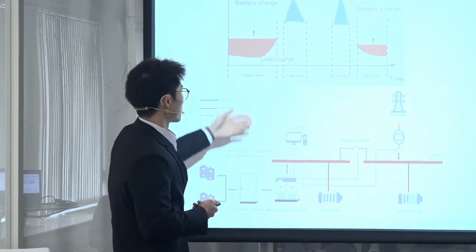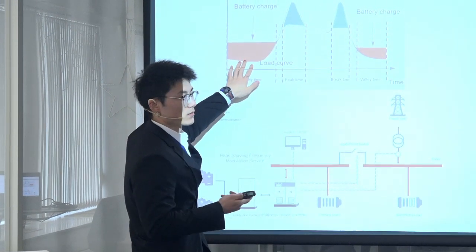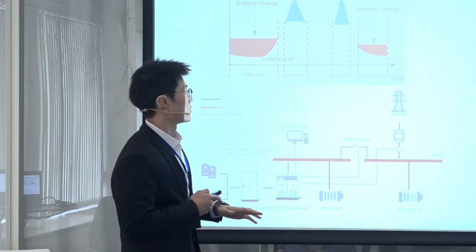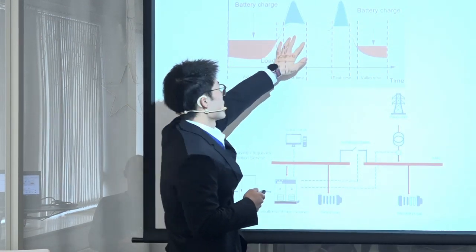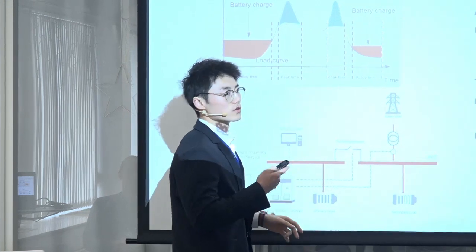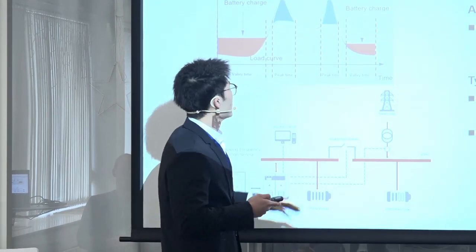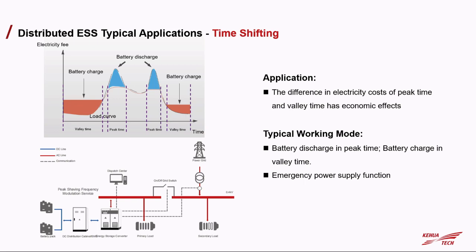Then we can store the energy from the grid at a low price level, and then we discharge to provide energy for the load when the electricity price is high. So we can make benefits from the difference in electricity costs.